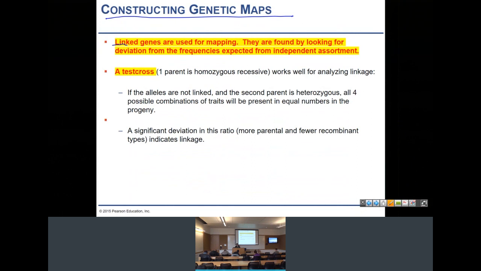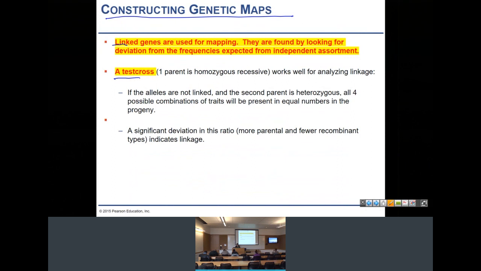Another thing is the way that you do this, as I mentioned just before, we do a test cross, a heterozygous parent crossed with a homozygous recessive. If the genes are not linked, there should be a 1-to-1 ratio of parental and recombinants.